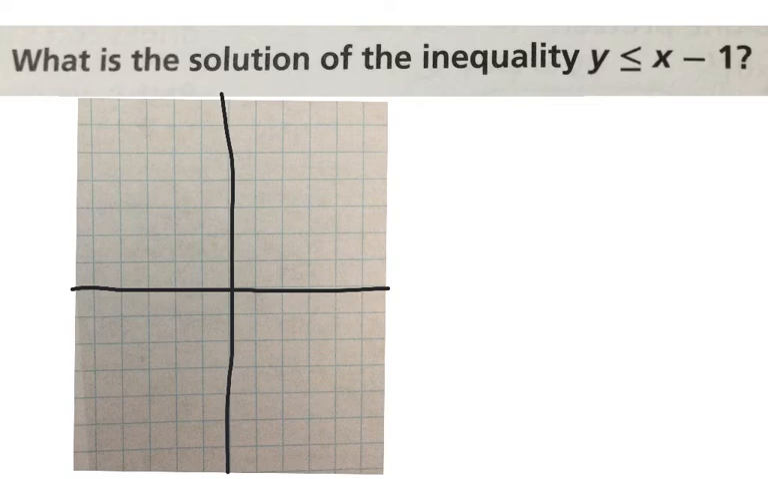Okay, so we said this is in slope-intercept form, so what is my y-intercept? It'd be -1. Remember, the sign in front of the number goes with it. So this crosses the y-axis at -1.